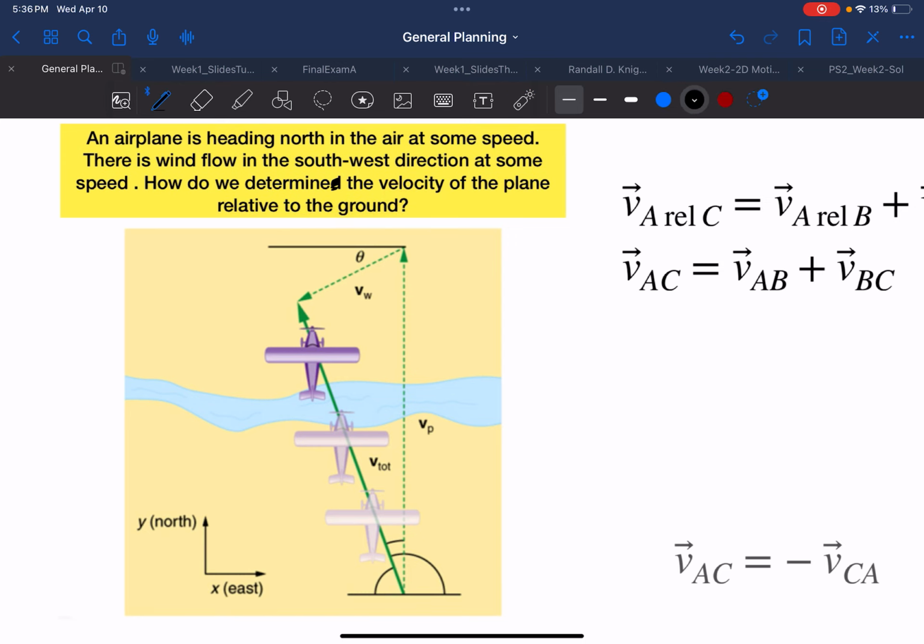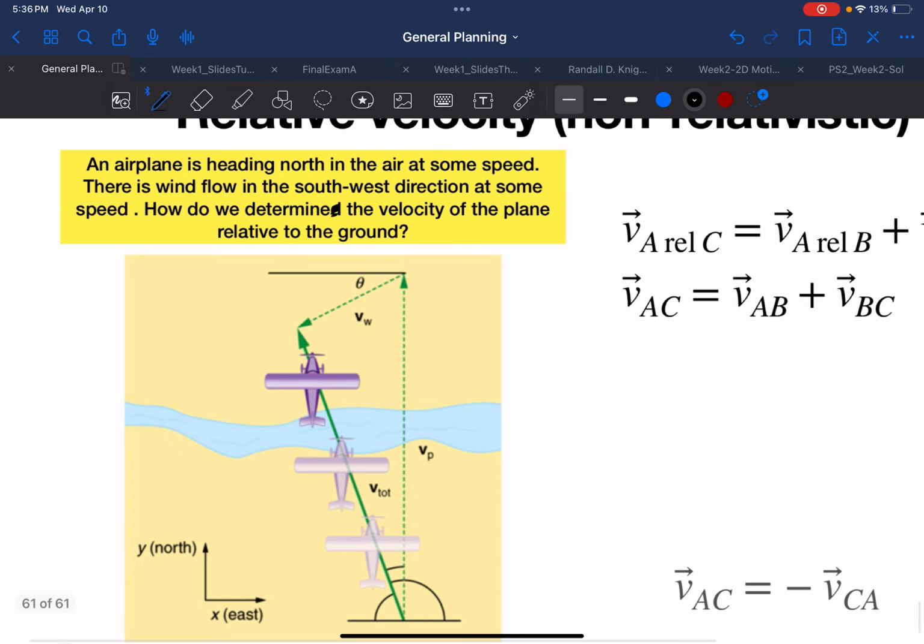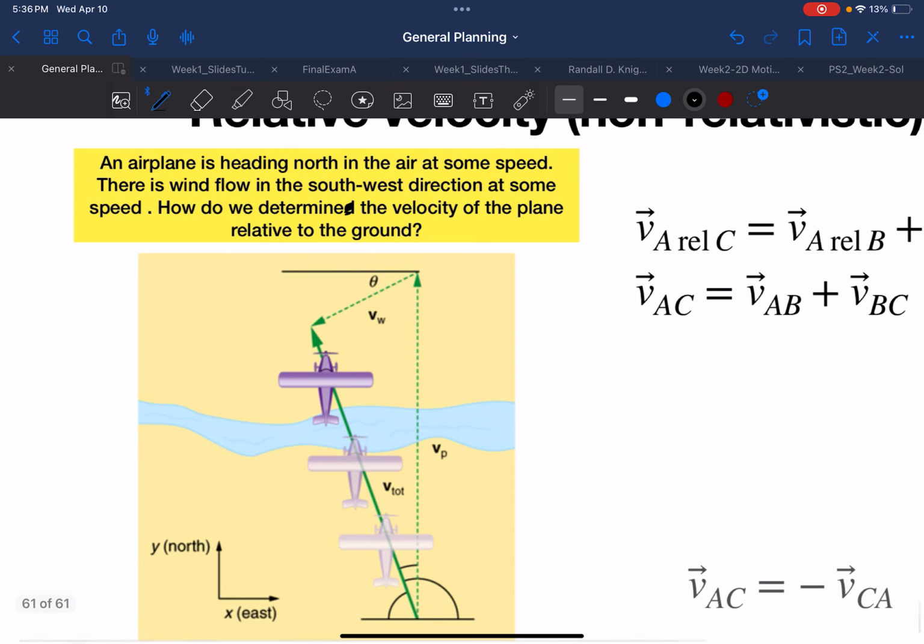So first, let's identify our three things that everything is relative to. We have an airplane, so that's one of the objects. There's the air, so object B can be the wind. And then our third object, so it's kind of odd to call them objects, but basically the reference frames that everything is in relation to, and our reference frame C could be the ground.